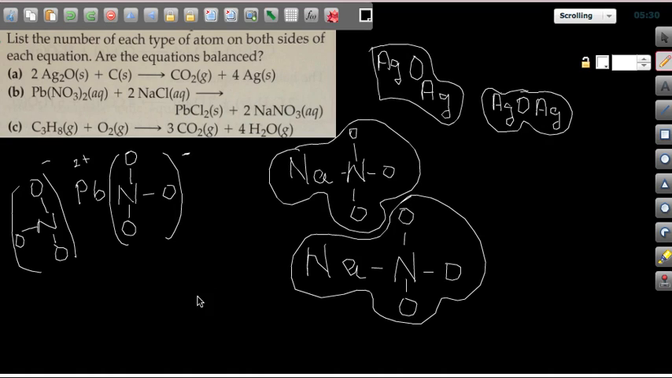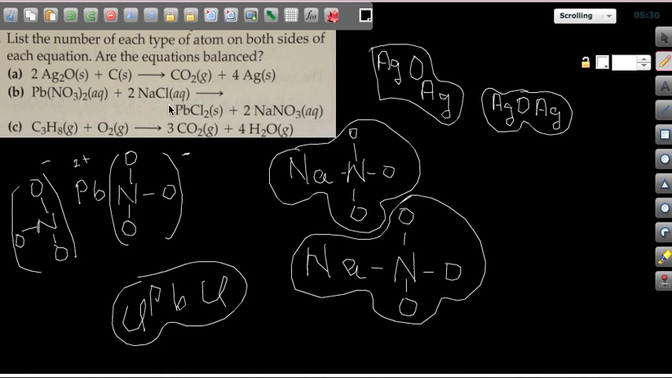Lead is 1. Lead chloride would look something like Pb, Cl, and there's 2 Cl's here, and there are 2 chlorines here and 2 chlorines here. But let's try doing this without drawing. 3 carbon, 3 carbon. 8 hydrogen, 4 times 2, 8 hydrogen. 2 oxygen, 3 times 2 is 6, plus 4, 10 oxygen. This equation is definitely not balanced.